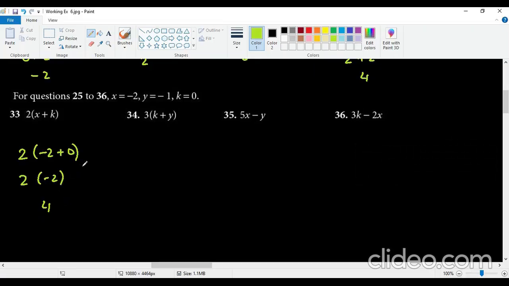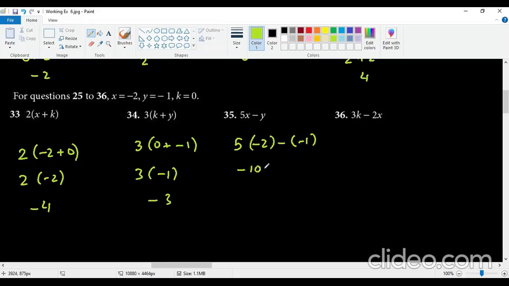X is negative 2 and k is 0. So negative 2 is giving you a negative 4 as an answer. So 3 times k, which is 0, plus y, which is negative 1. So that means 3 times negative 1 will give you negative 3 as an answer. When it comes to 35, 5 times x, which is negative 2, minus y, which is minus 1. That means minus 10 plus 1 gives you negative 9 as an answer.